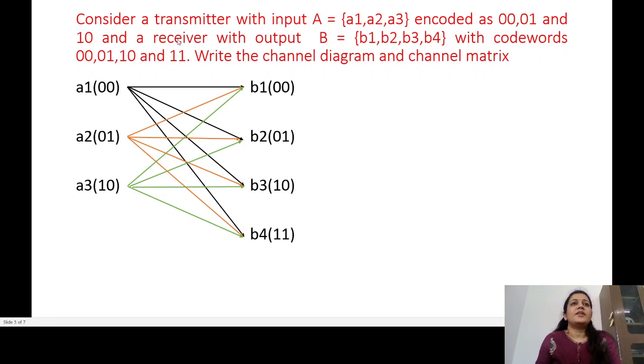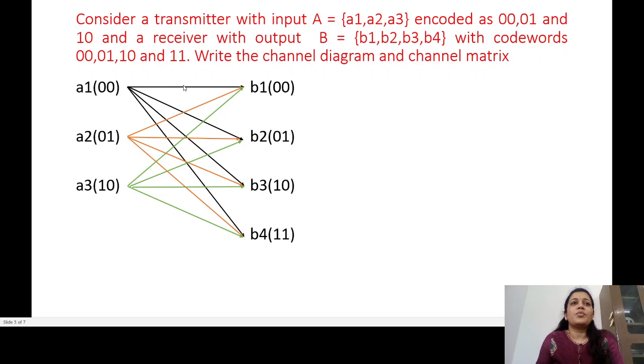Now, consider that we have a transmitter with input symbols A1, A2, A3. A1 is represented as 00, A2 as 01 and A3 as 10. Similarly, we have a receiver with four output symbols B1, B2, B3 and B4, in which B1 is represented as 00, B2 as 01, B3 as 10 and B4 as 11. Now, when A1 is sent, I can receive B1, or B2, or B3, or B4.